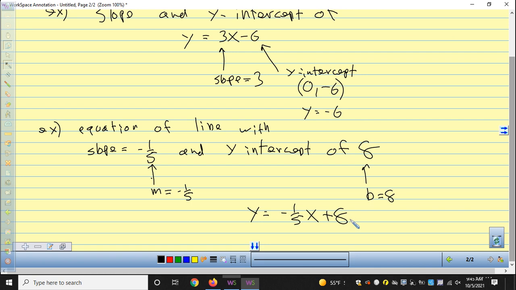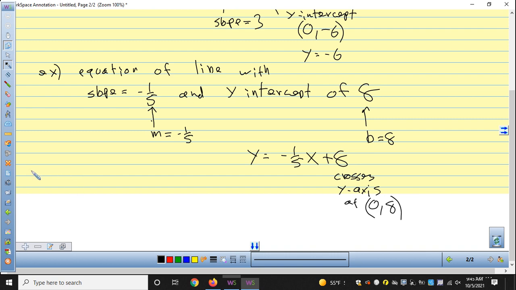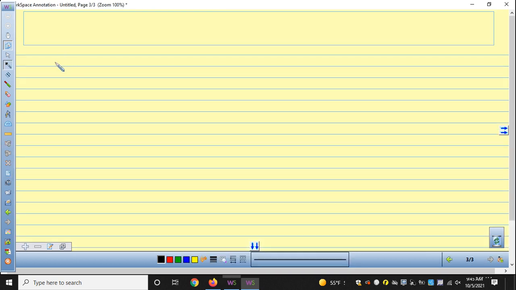So when we know the slope and the y-intercept, we know the equation. When we know the equation, we know the slope and the y-intercept. And we can think of this 8 meaning the line crosses the y-axis at the point (0, 8). All right, so questions there. Slope-intercept form is a really nice form of the equation of a line because we get a lot of nice information. All right, let's get our information this time from a graph.